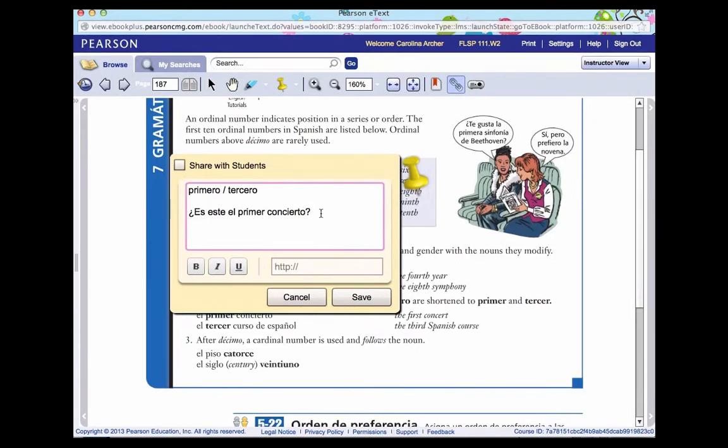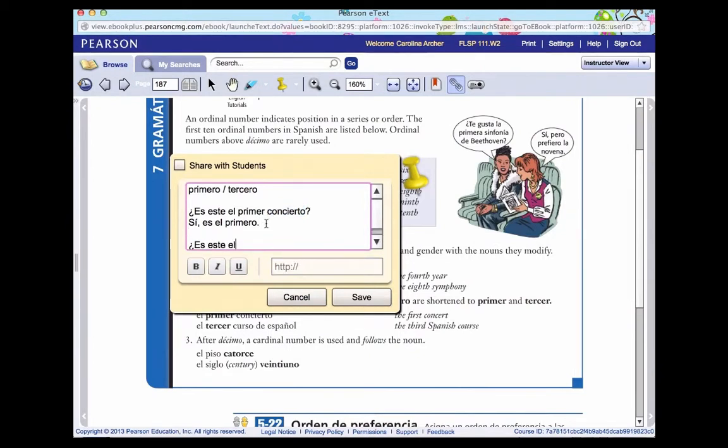But if I answer yes, it is the first one, okay? I'm not using the word concierto anymore. I'm saying it's the first one. I'm going to say sí, es el primero, okay? So when it becomes a pronoun because it's replacing concert, I do use primero, okay? The same thing with tercero.